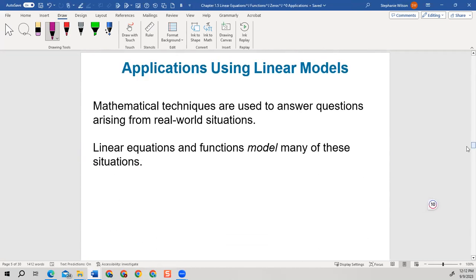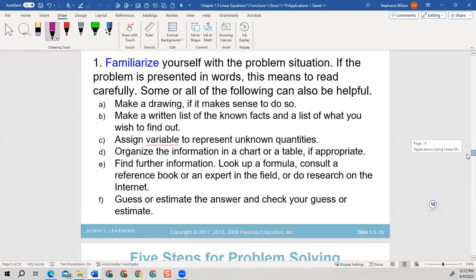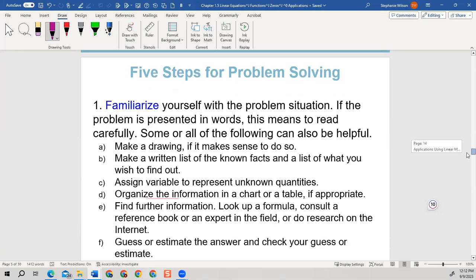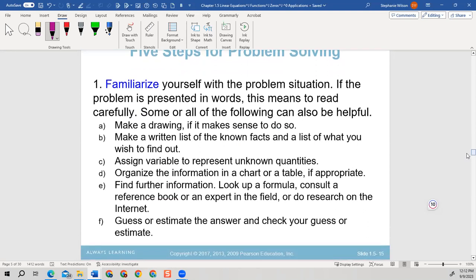Okay, applications using linear models. Mathematical techniques are used to answer questions arising from real number solutions. Linear equation functions model many of these situations. So just take a minute to pause this, write this down, read it. You need to familiarize yourself with problem solutions.